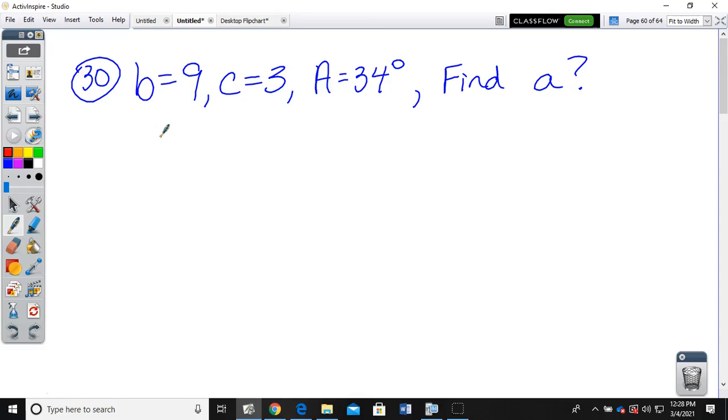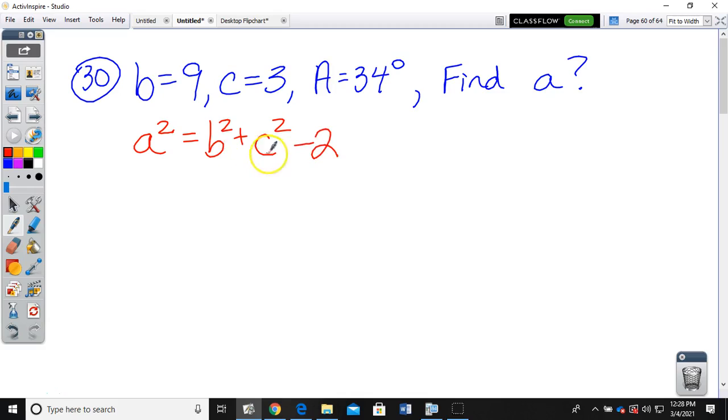It's not the Pythagorean theorem. Don't think I'm saying that. It's just very similar to it. So I'm looking for A, so that's going to be A squared equals b squared plus c squared. That's the Pythagorean theorem part. Okay? What do I put after that?